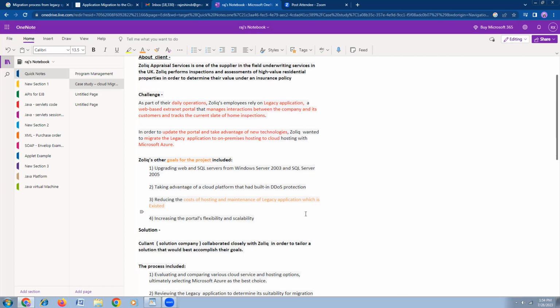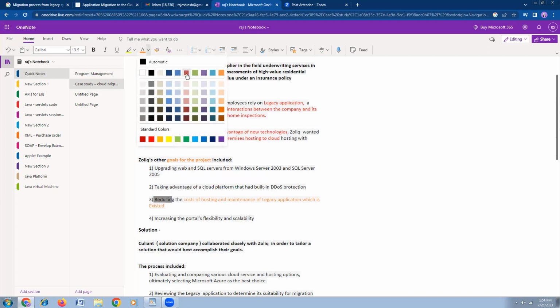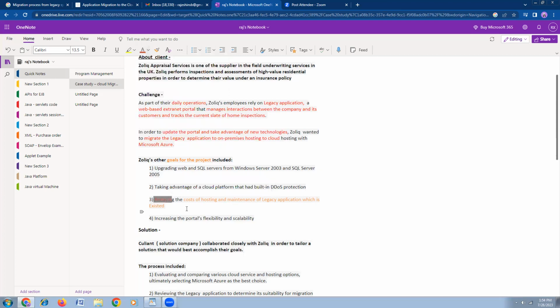This is where they are focusing more. Their goal is to reduce the cost of hosting and maintenance of the legacy applications which existed. Reducing the cost of cloud hosted maintenance services and everything will become much cheaper when you compare it to the legacy applications they were already using.